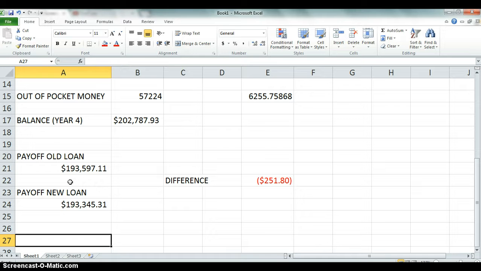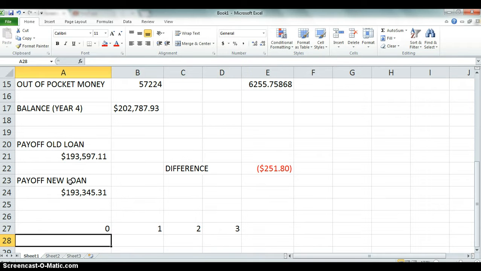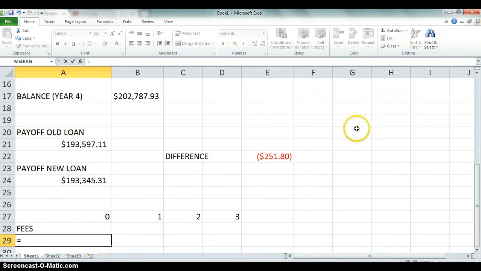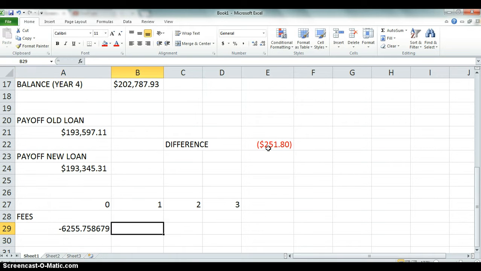We have year 0, year 1, year 2, and year 3, which is when they are planning on moving out. So in year 0, we only have the fees that we have to pay. For year 0, we will have the fees for the second loan, equal to minus the fees that we pay, minus because it's an outflow. For the first, second, and third, we will have equal to the difference in the payments. So we're going to calculate the difference in the payments right here.